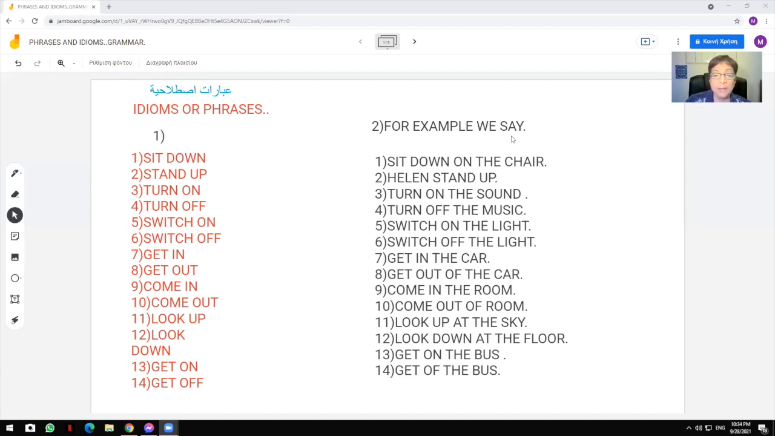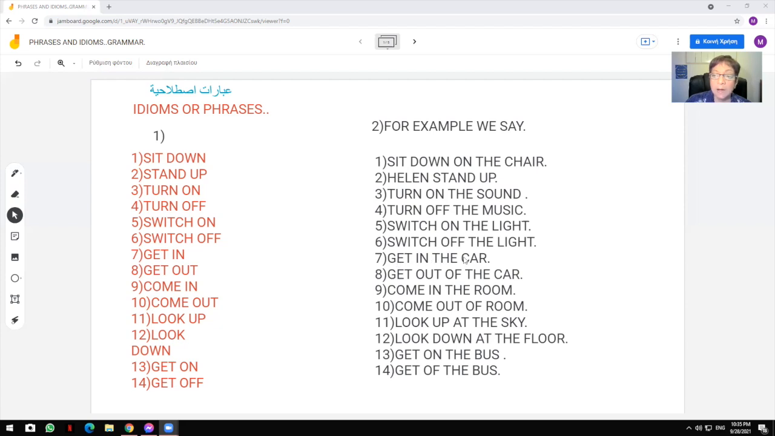For example, we say with sentences, sit down on the chair. Helen, stand up. Turn on the sound. Turn off the music. Switch on the light. Switch off the light.